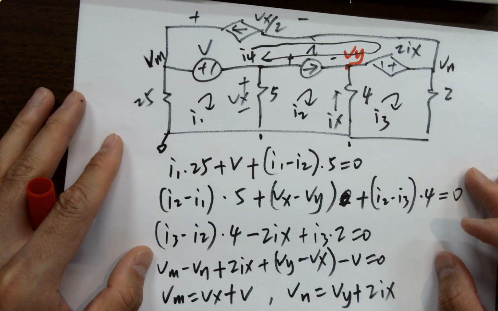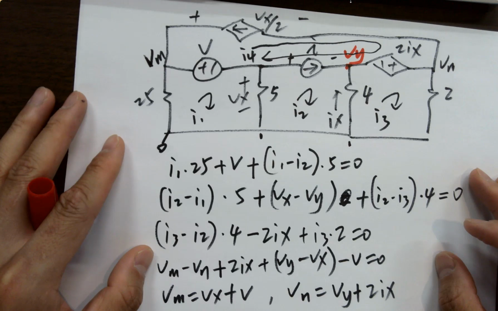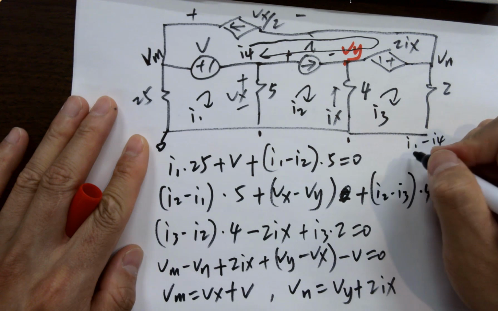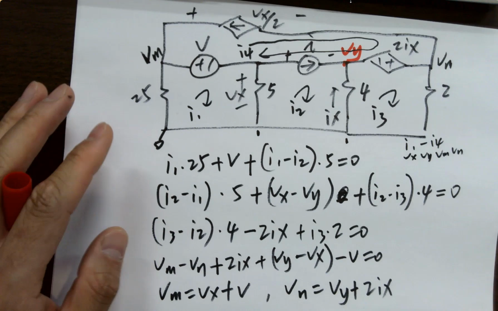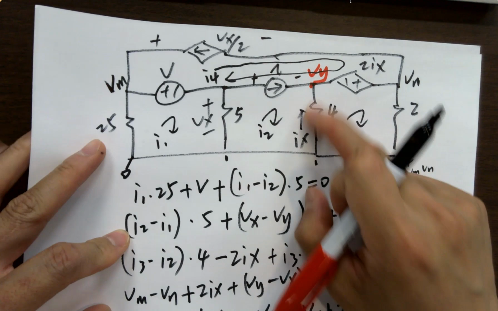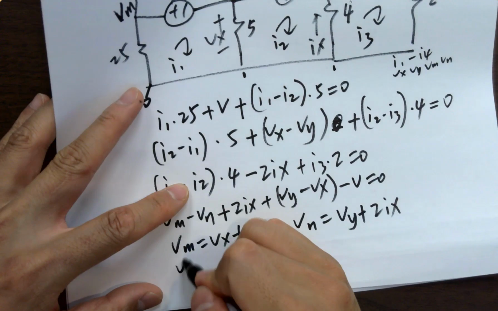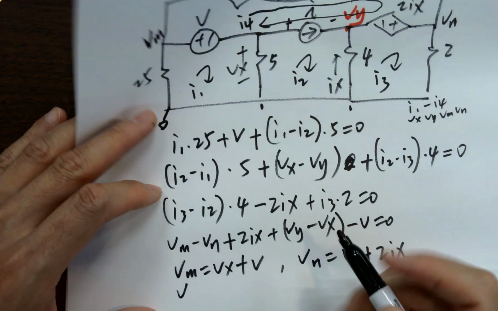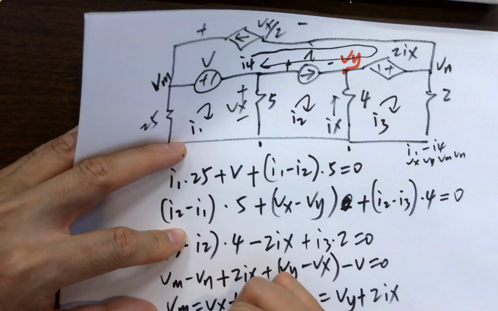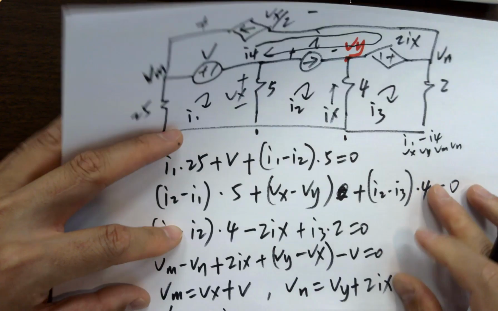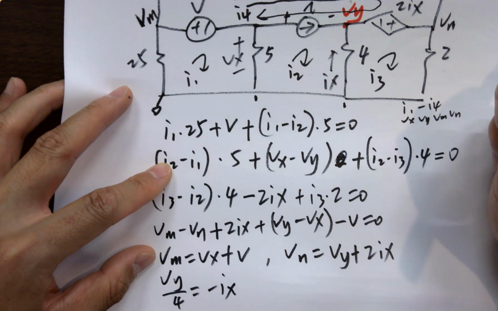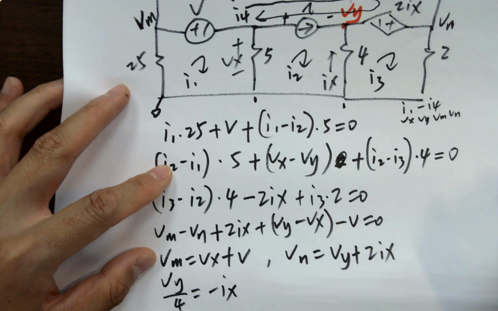I1, I2, I3, I4, so 4, and Vx, Vy, Vm, Vn. I1 to I4, so 4 already, and Vx, Vy, Vm, Vn, so 8. We need 8 equations. So now we got 5. We need 3 more. What are these? See here, Ix. So we have 1, 2, 3, 4, 5, 6. We need two more. So this tells us that Vy over 4 will be negative Ix. What else? Just need one more.